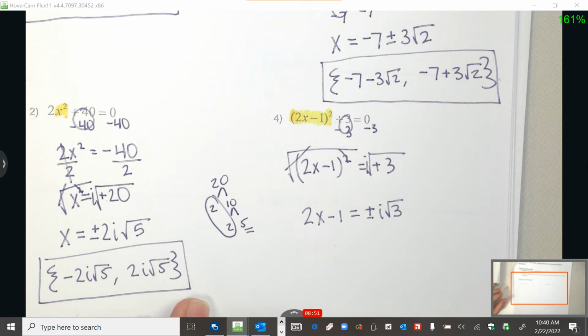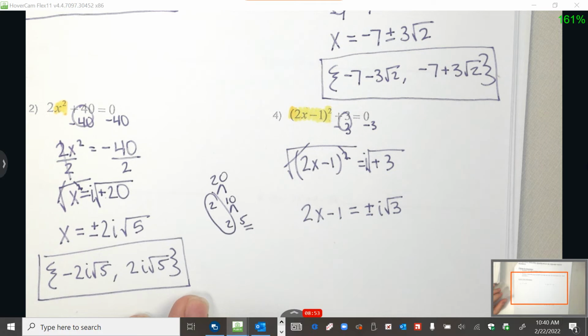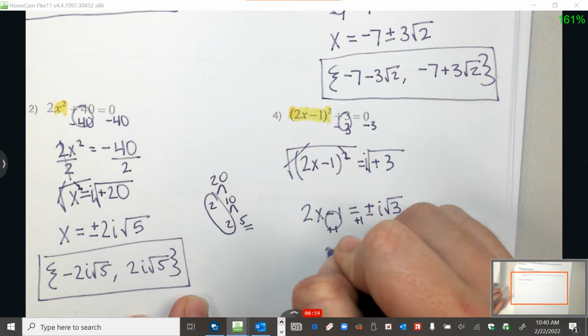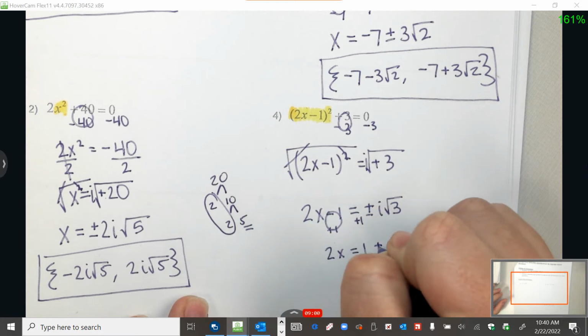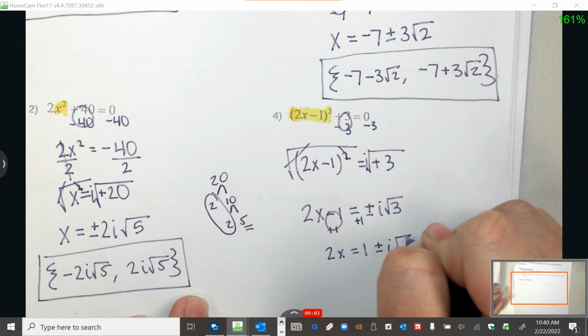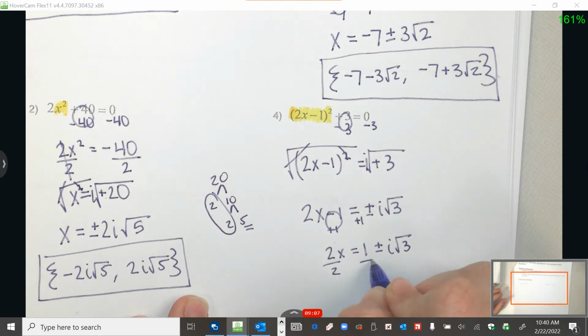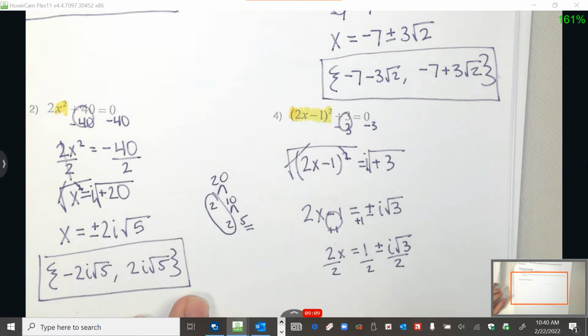Now what's my goal? To get x alone. So what do I need to do? Add 1. And I get 2x equals 1 plus or minus i root 3. Now what? Divide by 2. Now, when I divide, I always separate the terms.